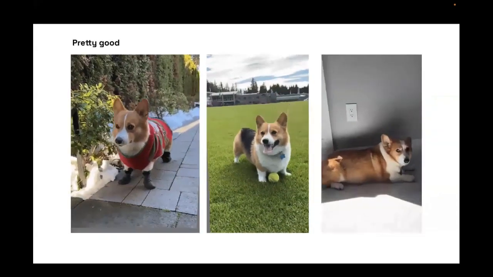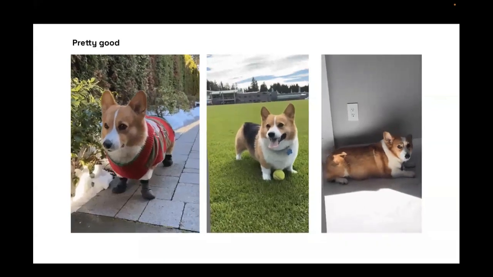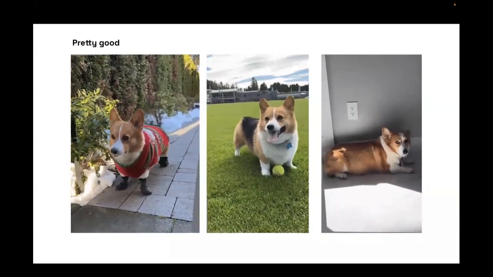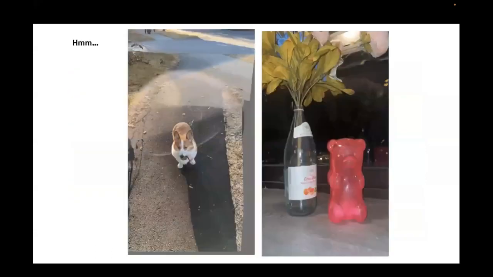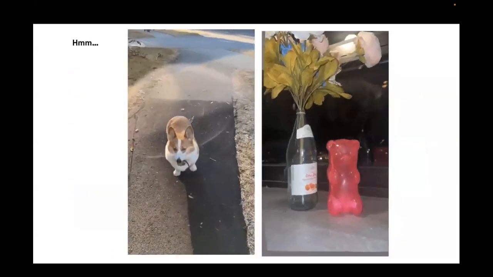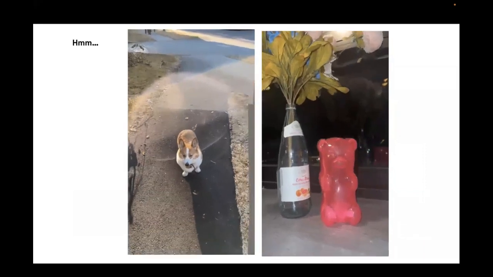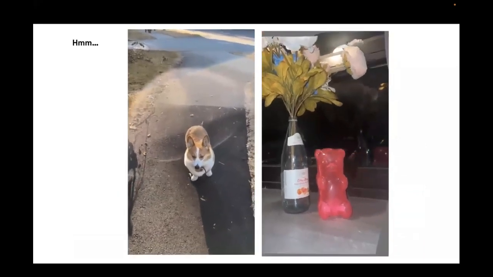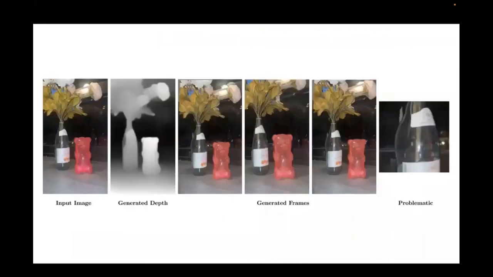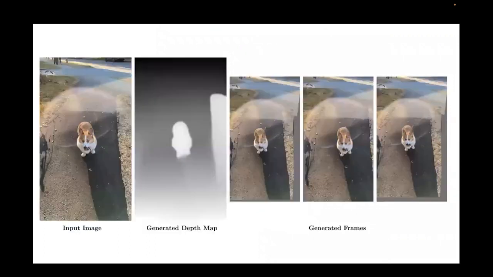So here are some pretty good results. And here are some not so good results. I wanted to understand why some inputs fail to get desirable outputs. I realized that the common problem here is that the depth map we generate can be an inaccurate representation of the scene.